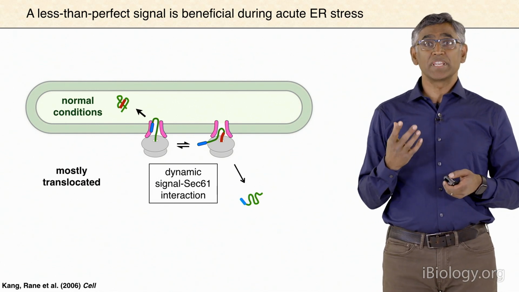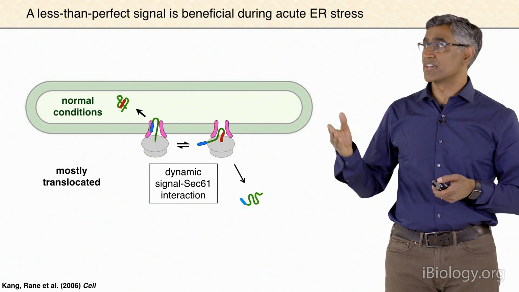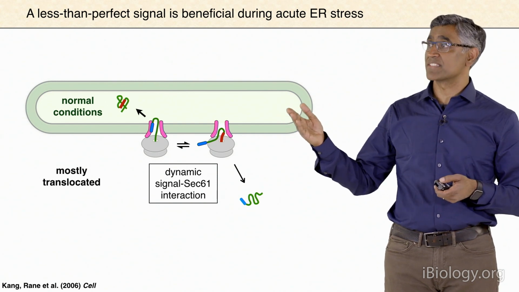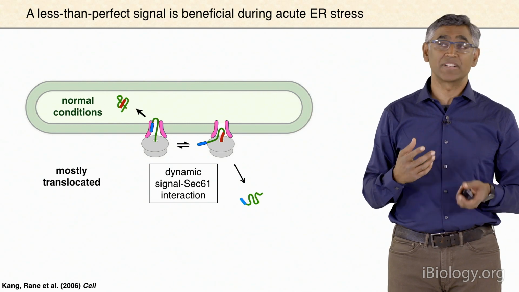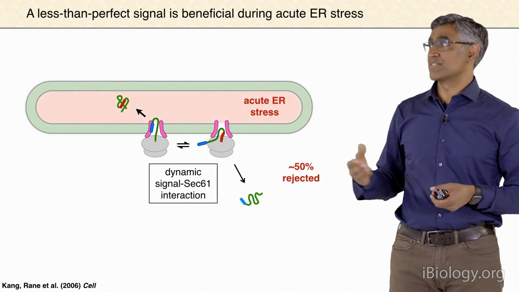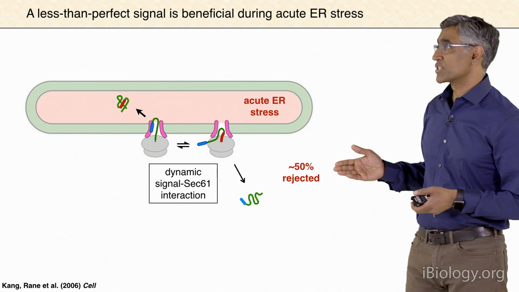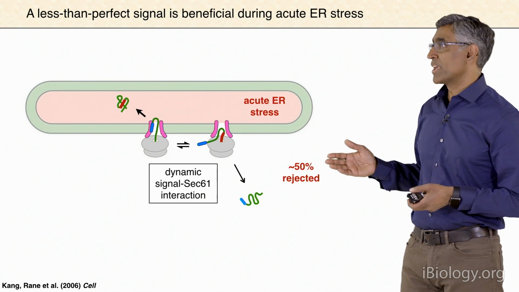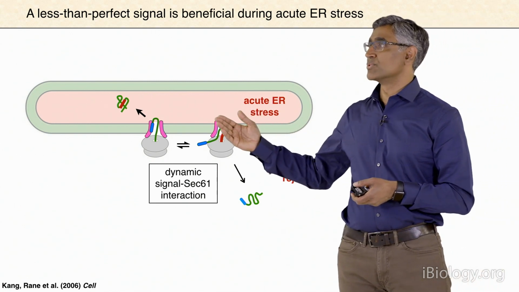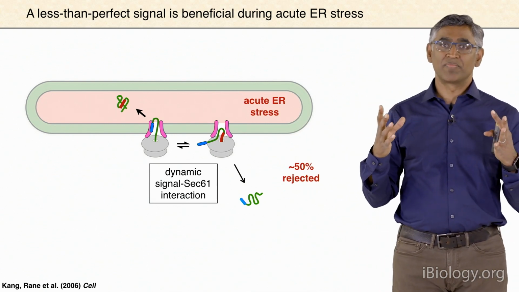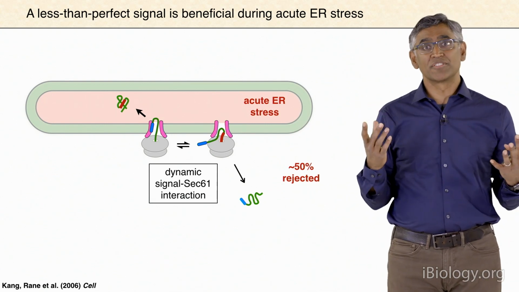But under acute ER stress conditions, and what ER stress is when the folding capacity of the lumen of the ER is compromised, then the situation was different. And now a much higher proportion of the protein was rejected, and less of it gets into the lumen of this stressed ER. And it turns out that this is beneficial for the cell.